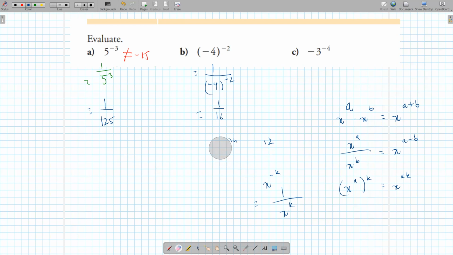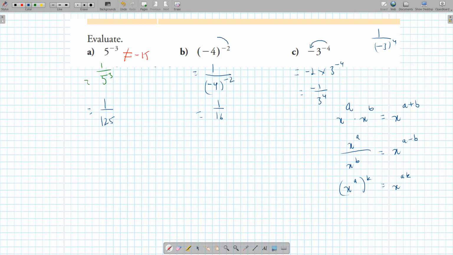Now look at C. When we throw it in the denominator, what do we get? And this one's a little bit tricky, because the minus sign is not with the 3. You can think of this as negative 1 times 3 to the negative 4. A common mistake would be people throw the negative sign down there, yeah? That's not right. The negative is going to stay on top, and then you get negative 1 over 3 to the power of 4. Because the exponent does not apply to the negative sign.